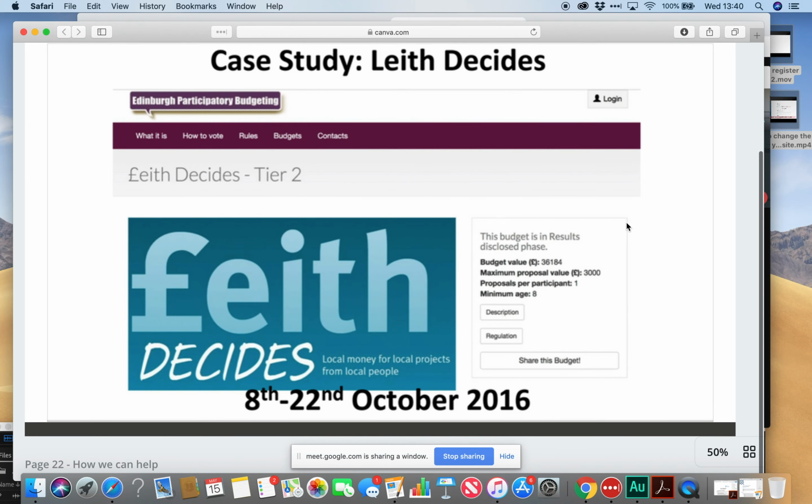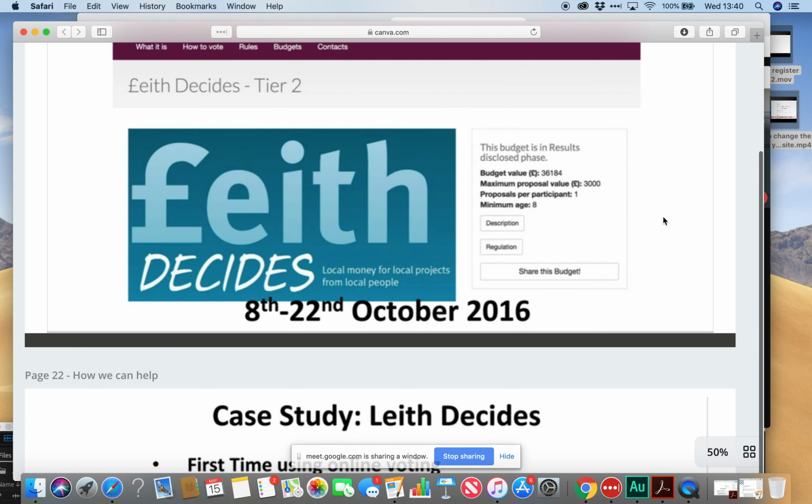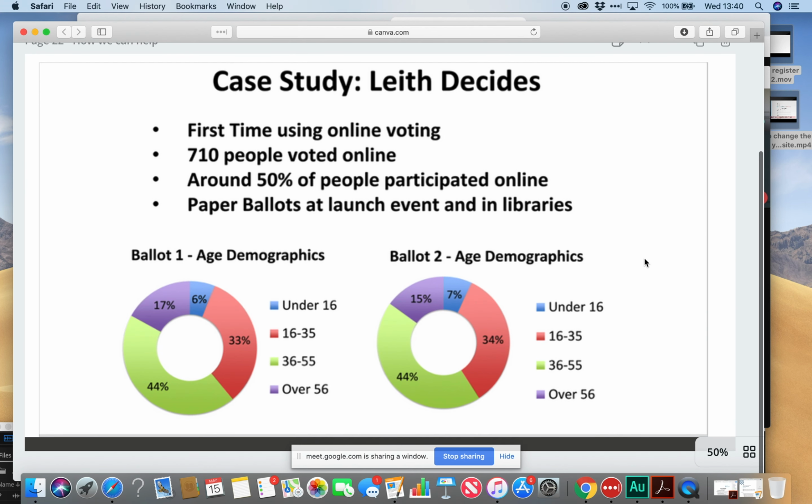Another Scottish example is the Leith Decides example. They used a different tool, which was Participare, and I'm going to go over that tool with you in a little bit. Their process ran in October 2016, and this is some of the outcomes that came out of this.